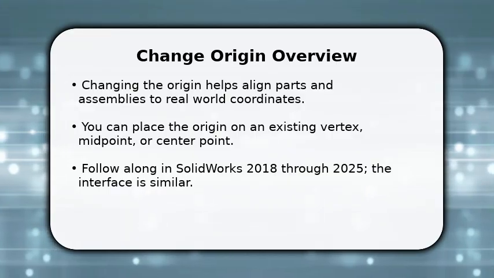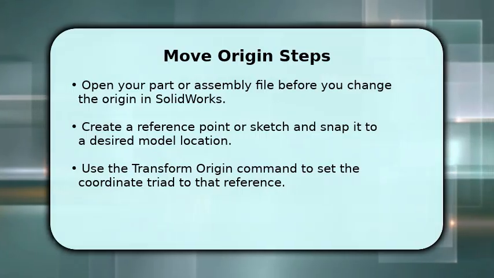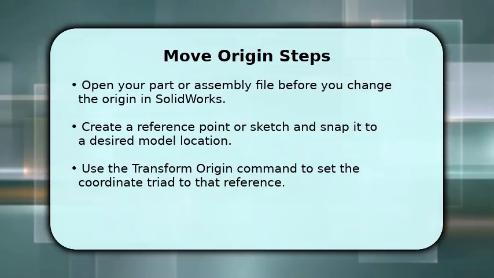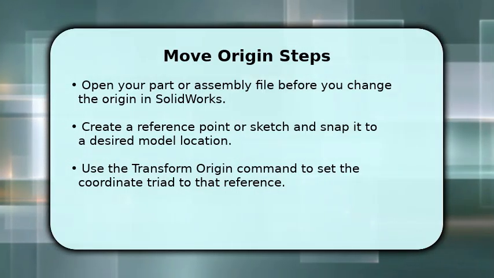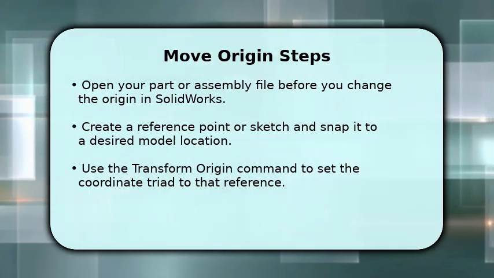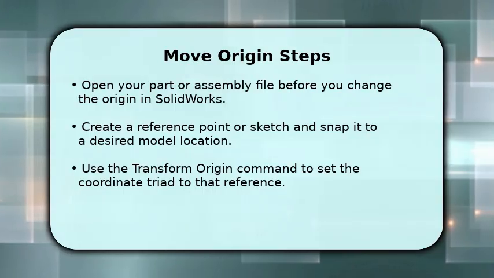Turn on the Move/Copy Bodies tool for parts or use mate references in assemblies. To move the origin, select Tools, Options, System Options, and Geometry Editor. Create a reference point or sketch and snap it to a desired model location. Use the Transform Origin command to set the coordinate triad to that reference.